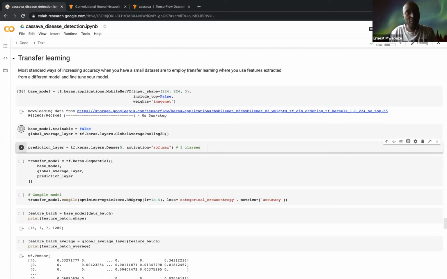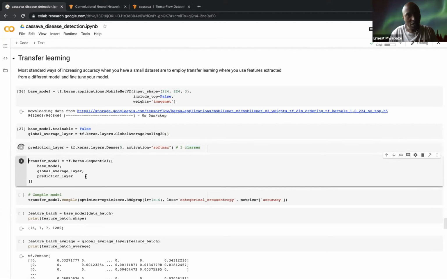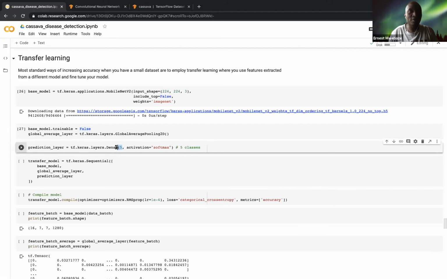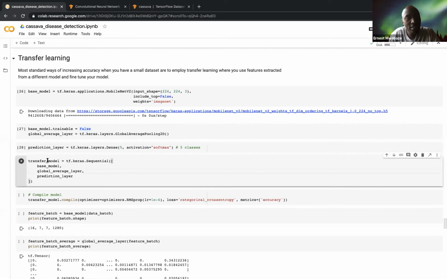And then we add our layer. We have a global averaging pooling layer. And on top of that, we can add our own type of layer. So we get our prediction layer, a very simple layer. We have 5 classes of disease, so we get a dense layer of that many units. A very simple classifier on top, softmax. With that, we build our model.